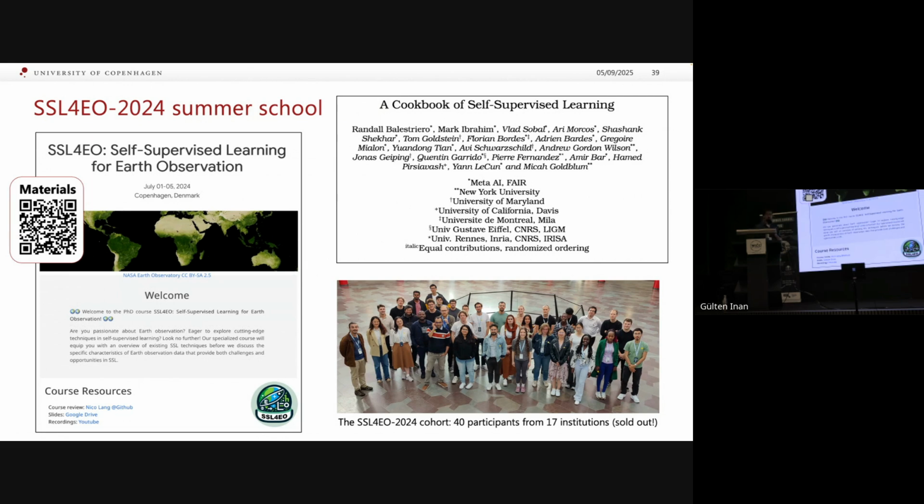And also what I can recommend, so we had Randall, who was at Meta, or just recently transitioned to Brown University. He was the first author of this so-called cookbook of self-supervised learning. I can highly recommend to look at that. It's an introduction, but it goes then into all the tricks and hacks that you need to make it work. So have a look at that.